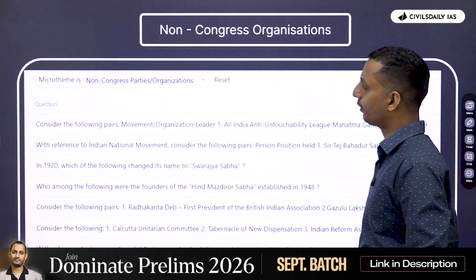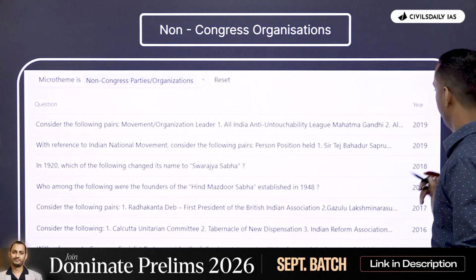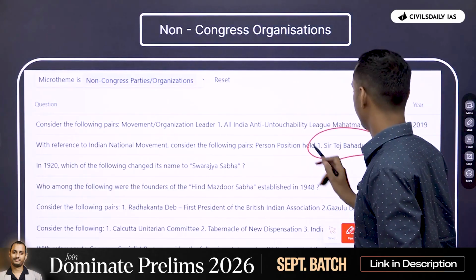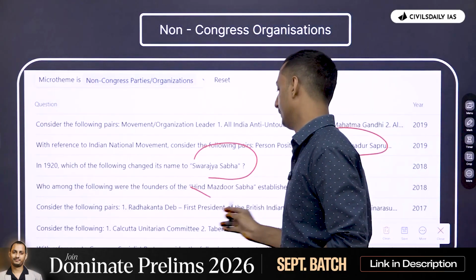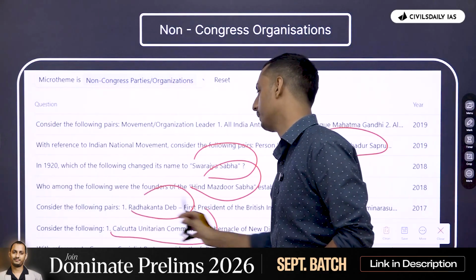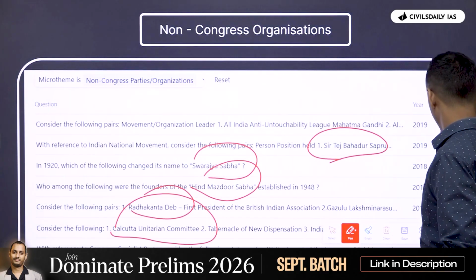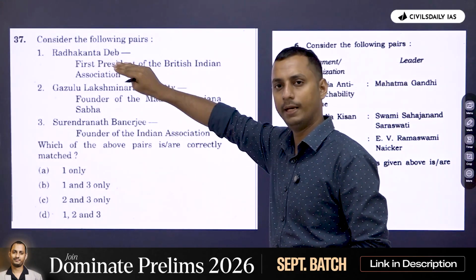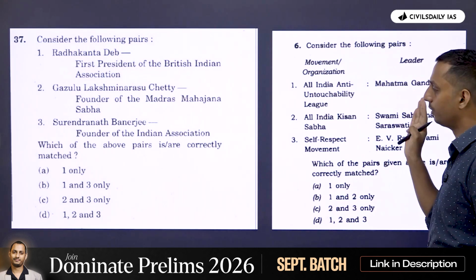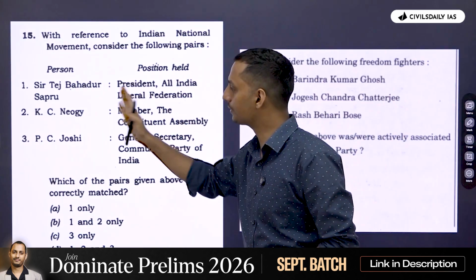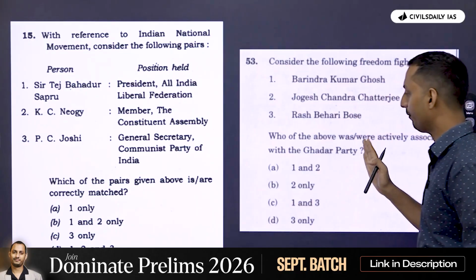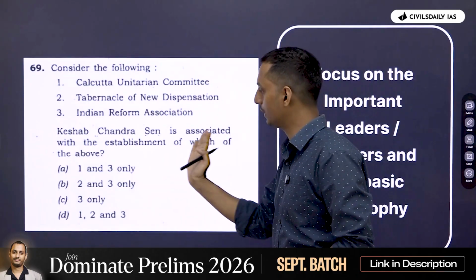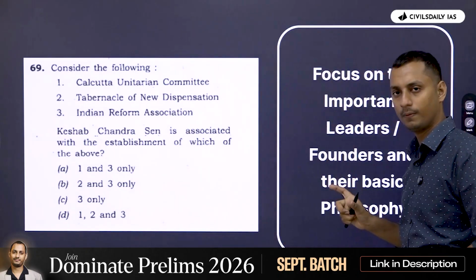Okay? Now, the non-Congress organizations. You can see here, the All India Anti-Untouchability League. A question regarding Tej Bahadur Sapru, Swaraj Sabha, Hindu Mazdoor Sabha, Rajendra Prasad, Calcutta Utilitarian Committee, all these different questions. So when you dive deeper, here it is the founder, the name of the organization, the leader, the member, the Ghadar Party, and the important rulers and important leaders.